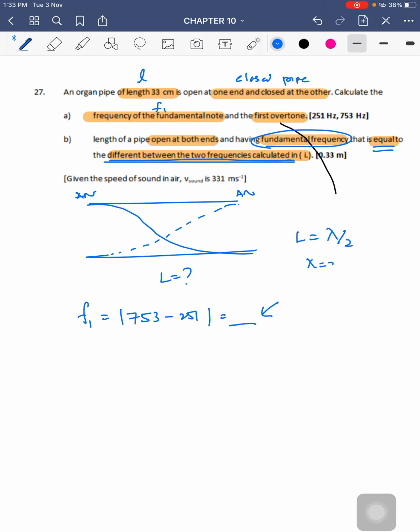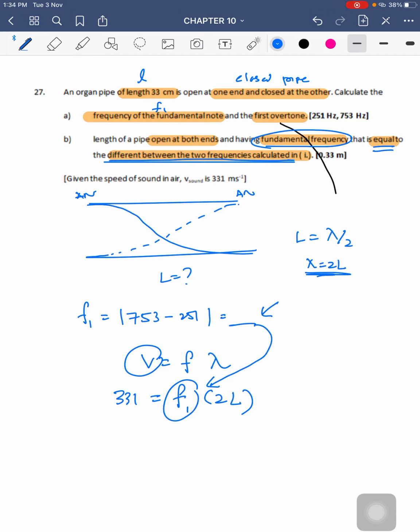So lambda equals to 2L by using velocity of wave, V equals to F lambda. This one is the speed of sound, okay, sebab ini adalah pipe. So 331 equals to frequency yang kita nak cari, and then lambda sama dengan 2 kali L. Frekuensi kita nak cari pula, frekuensi ini you all dah dapat dah daripada atas ini. Okay, so L yang you all nak cari. Then dapatlah jawapan. Itu saja. Thank you.